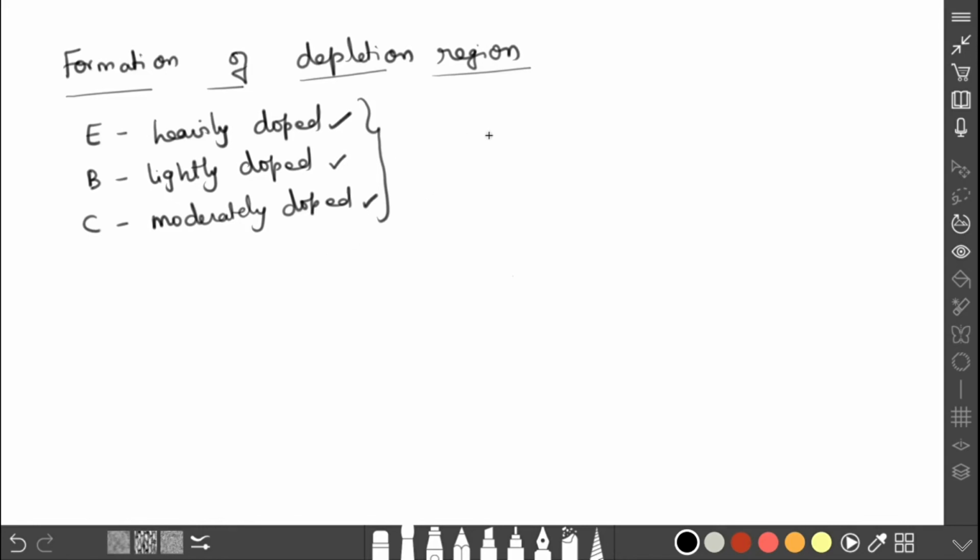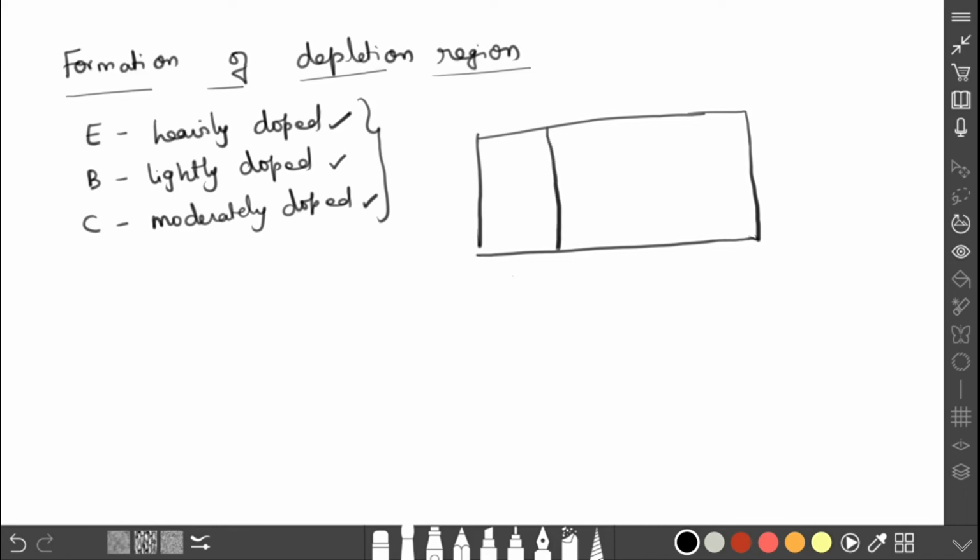Now you see, I will draw this diagram for an NPN transistor. The first one is the N region, and the P should be comparatively small. This is P and this is N. This is the emitter, this part is the base, and this part is the collector. Now first consider junction 1, that is the EB junction, the emitter-base junction.